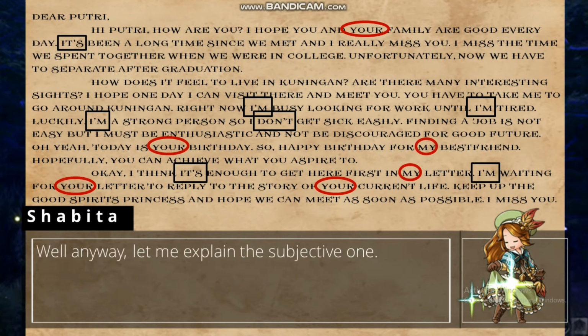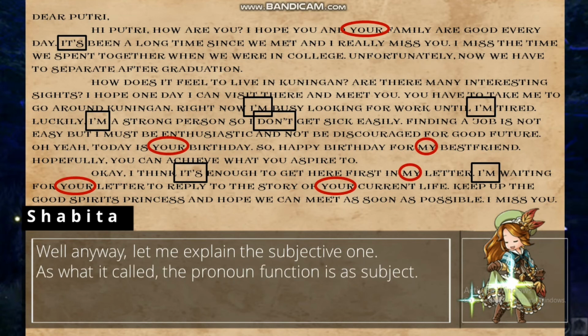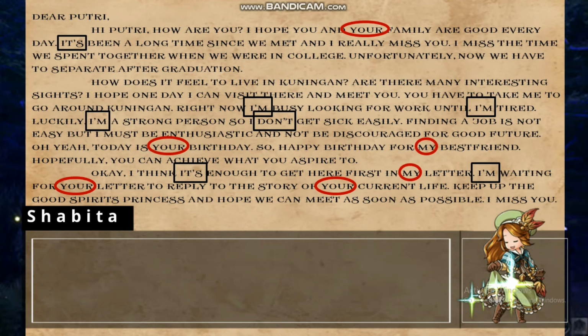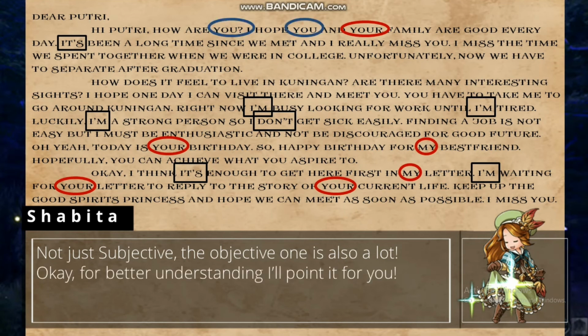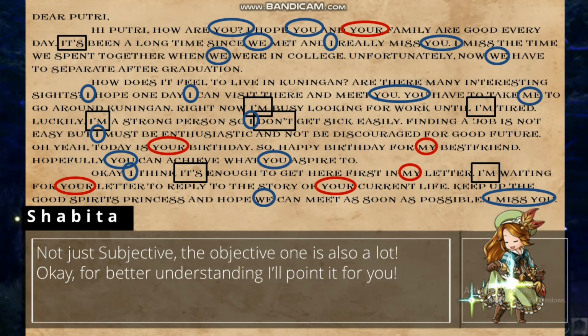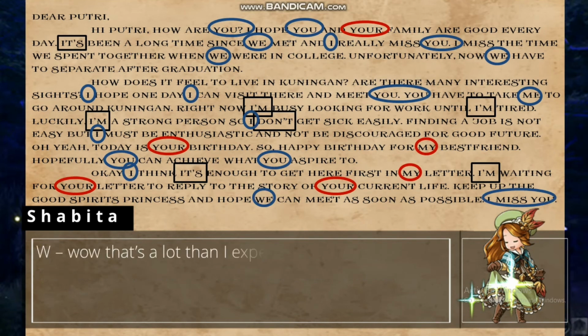Well, anyway, let me explain the subjective one. As the name says, the pronoun function is a subject. In the text, there's a lot of it, or you could say most of it. Not just subjective, the objective one is also a lot. Okay, for better understanding, I'll point it out for you. Wow, that's more than I expected.